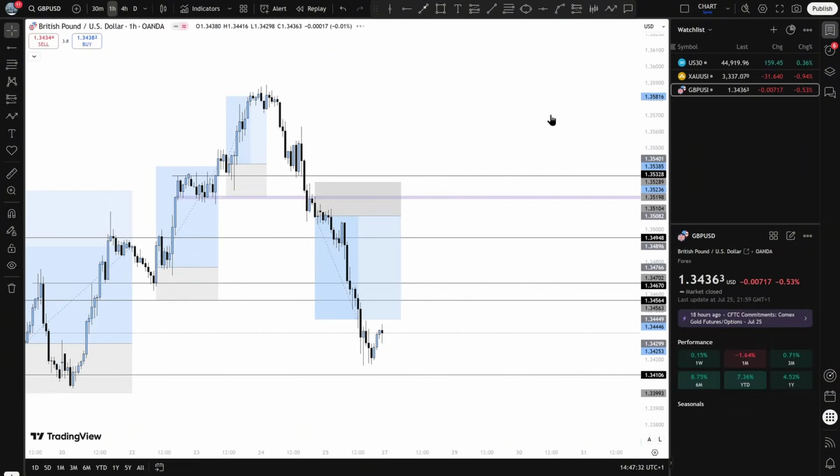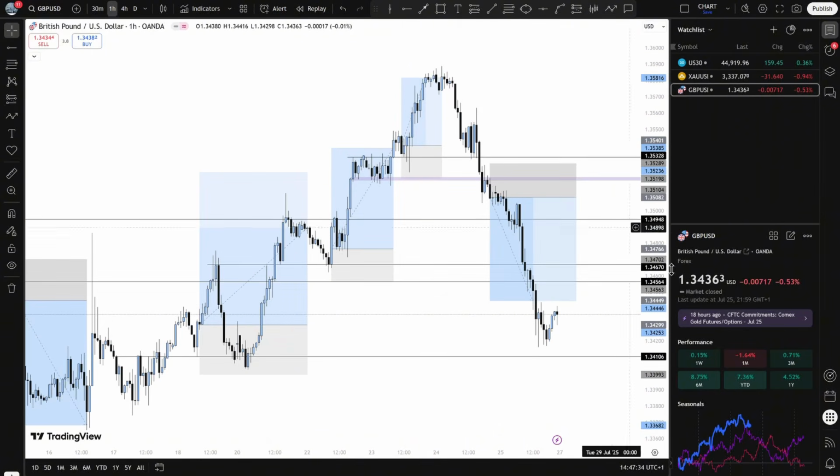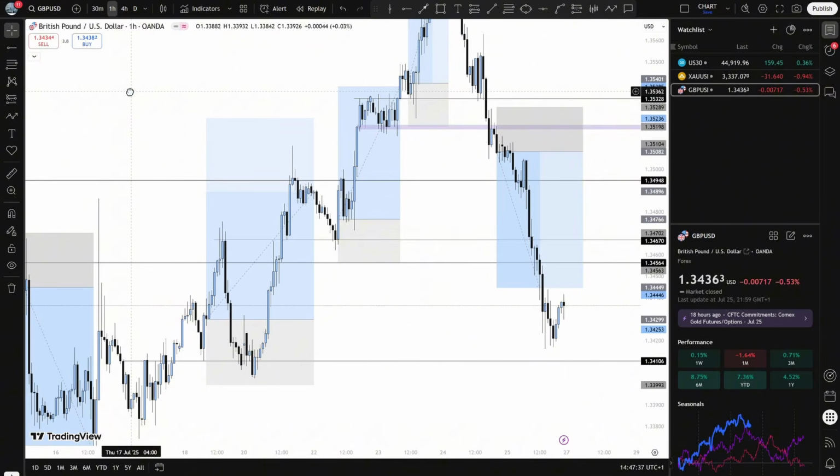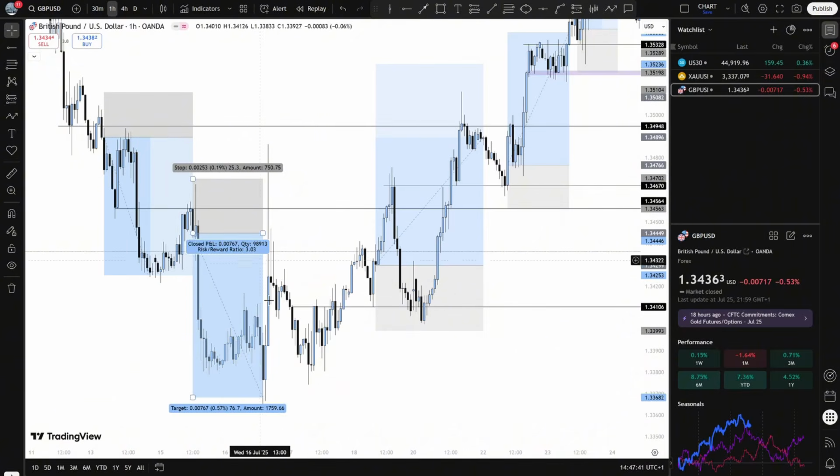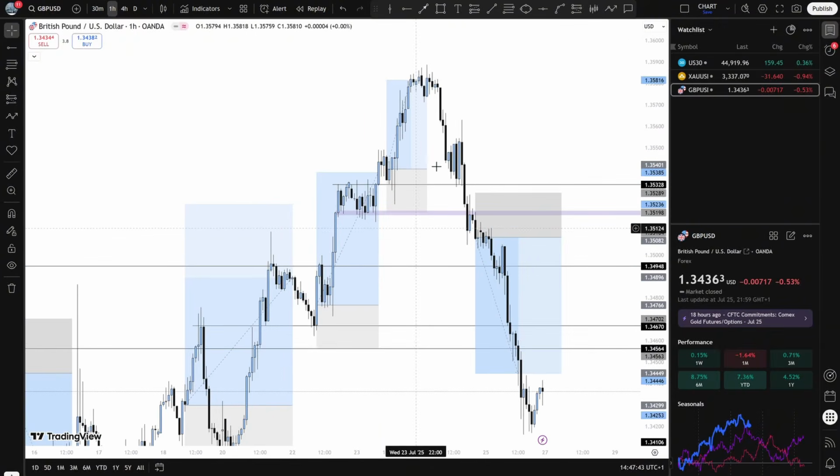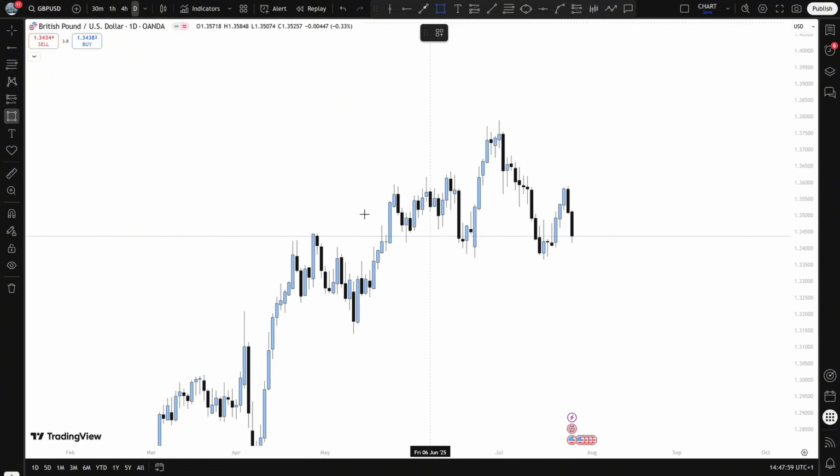Now let's jump down to GBP USD. As you guys can see, it was a success all through on the GBP USD market. This is a success from here, success from here, success from here, and also a success from here. We have a clean key level here on the GBP USD market.